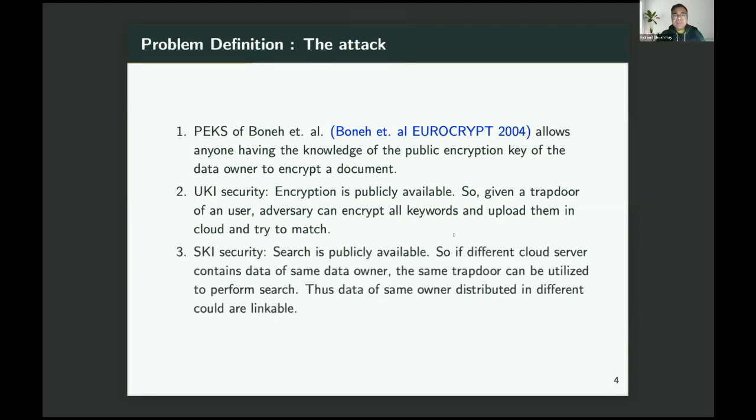And quite similar to that is SKI security, where the same piece of data from the same data owner, if it is getting saved in two different servers, the search pattern using the two different servers can be linked so as to reveal whether two servers are saving the data from the same source or not. That is the server key indistinguishability.